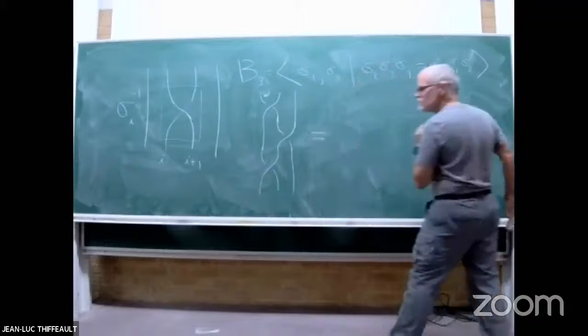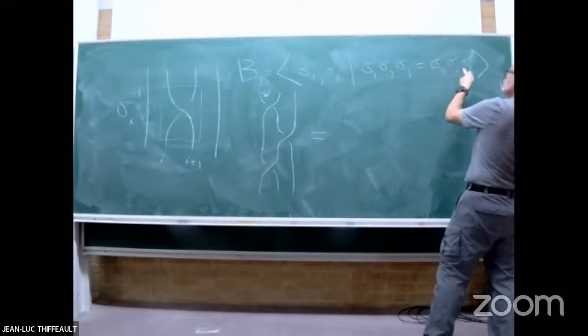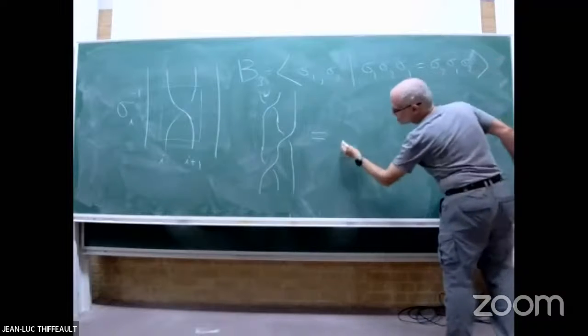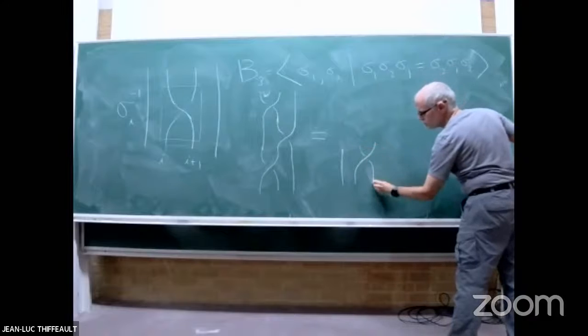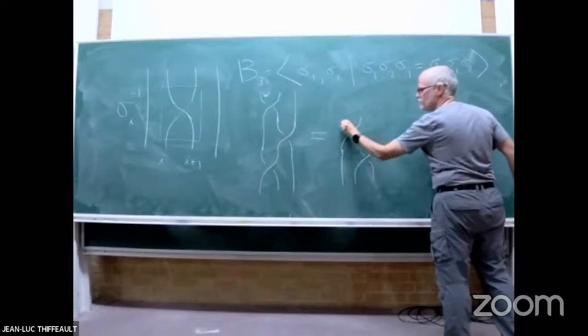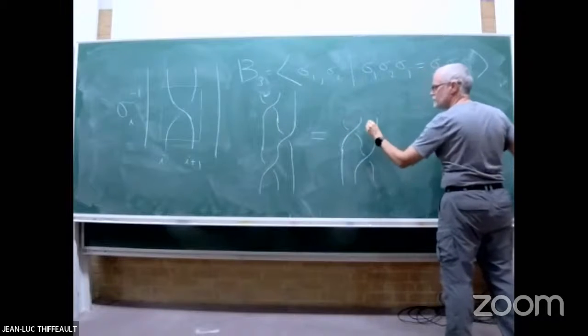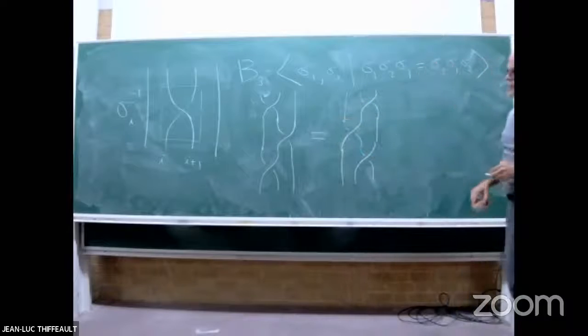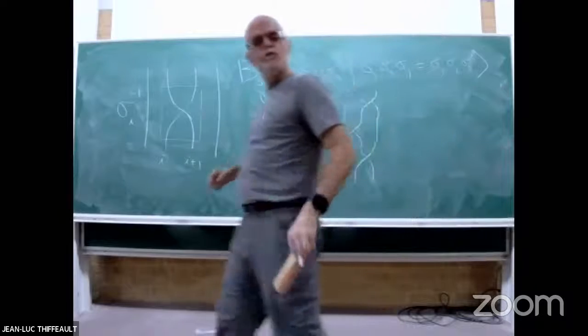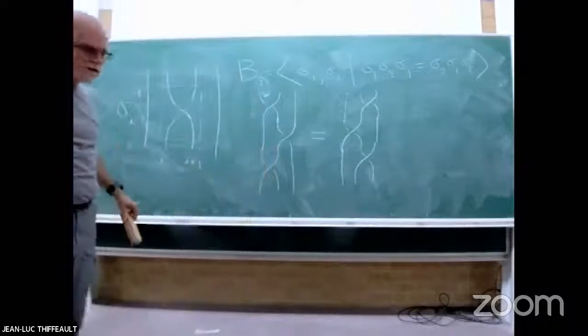The claim is that this is equal to sigma 2, sigma 1, sigma 2. So let's draw that. We draw a sigma 2. We draw a sigma 1. And then we draw another sigma 2. Okay. So now you do a proof by staring.